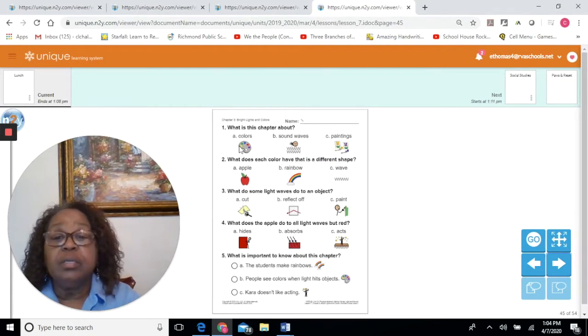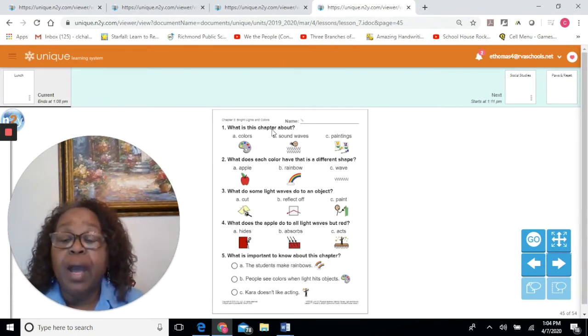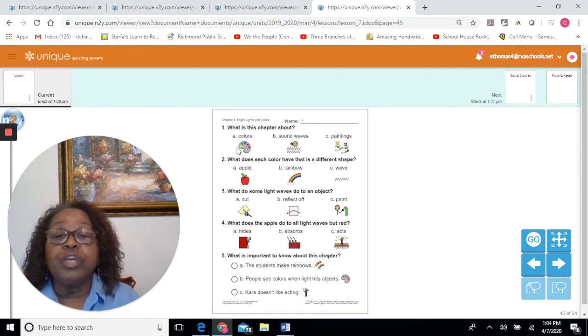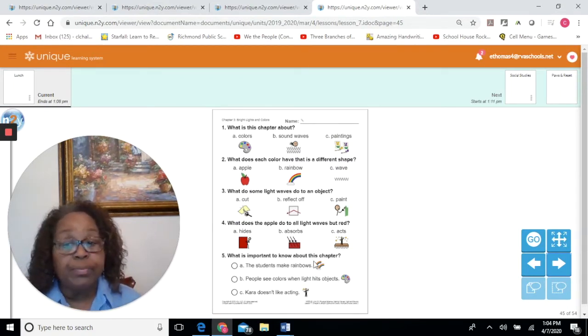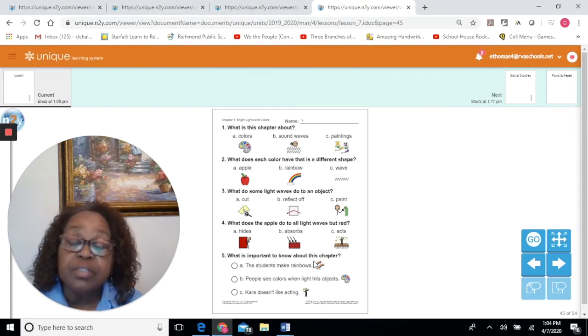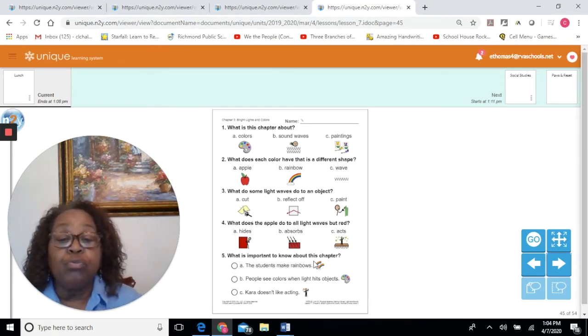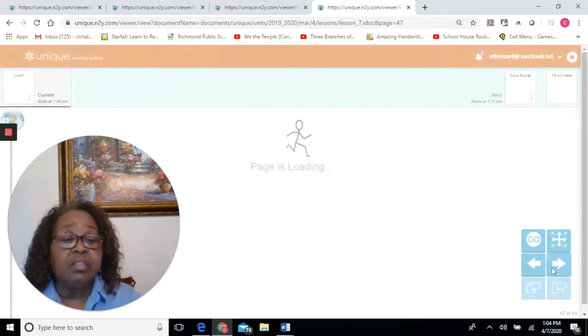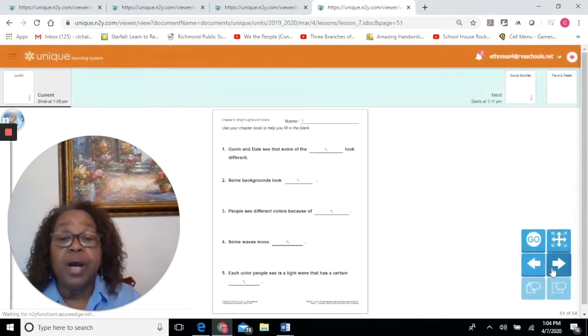And this one, what is the chapter about? You get to choose this one, you get to circle the answer. In this case, we will just be picking what is the chapter about? How about what is important to know about this chapter? These are the types of things that we have to think about as we go through the book and when we're reading.